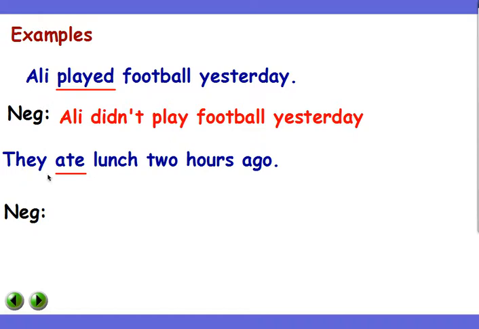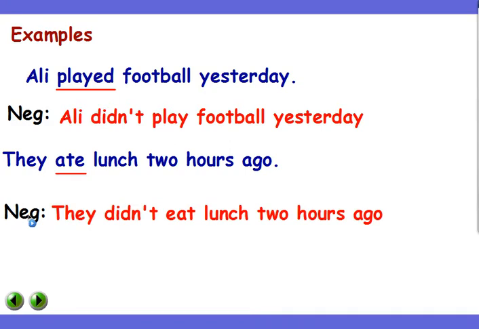Here's the sentence: they ate lunch 2 hours ago. We look at the verb here. The verb is ate. Ate is in the past simple tense. So when we change into negative, we say didn't plus the infinitive. What is the infinitive of ate? It's eat. So the answer will be they didn't eat lunch 2 hours ago.